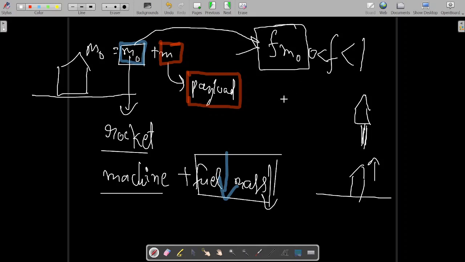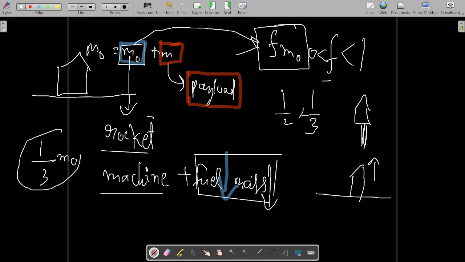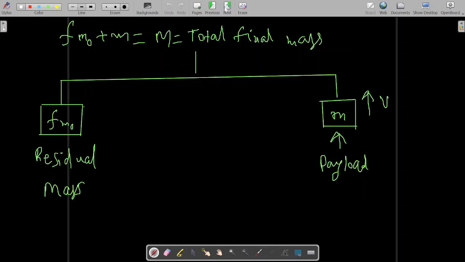A fraction between 0 and 1, like 1 by 2, 1 by 3. After burning of the fuel, suppose 1 by 3 of the mass remains, so 1 by 3 m naught will be the final mass of the rocket machine plus fuel. Some of the fuel was burnt, that's why. So F m naught plus m, that is capital M, is the total final mass. The residual mass and payload mass remain as they are.